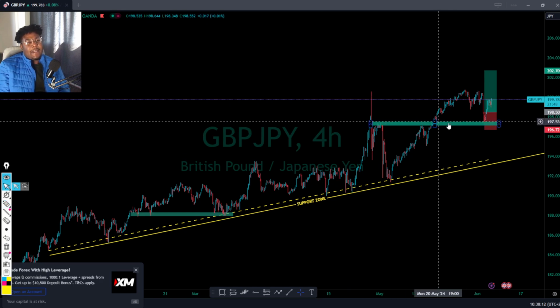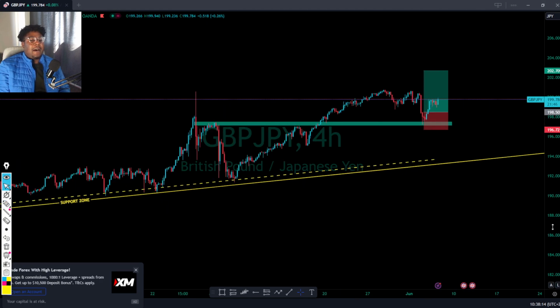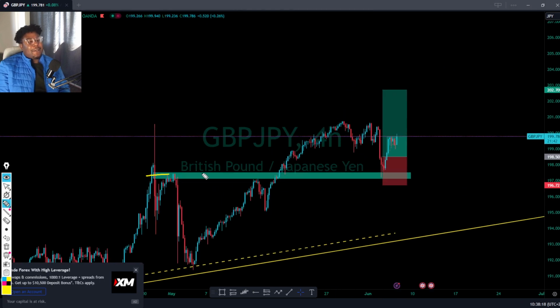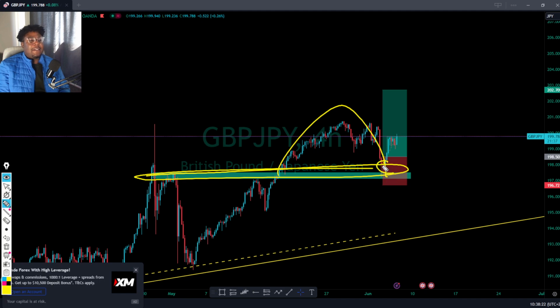Once we reach this area, that was a proper uptrend structure. Sorry, not uptrend, this was a proper resistance. This was a proper resistance, and the market did respect that. Obviously, that's why we can look for a buy there.